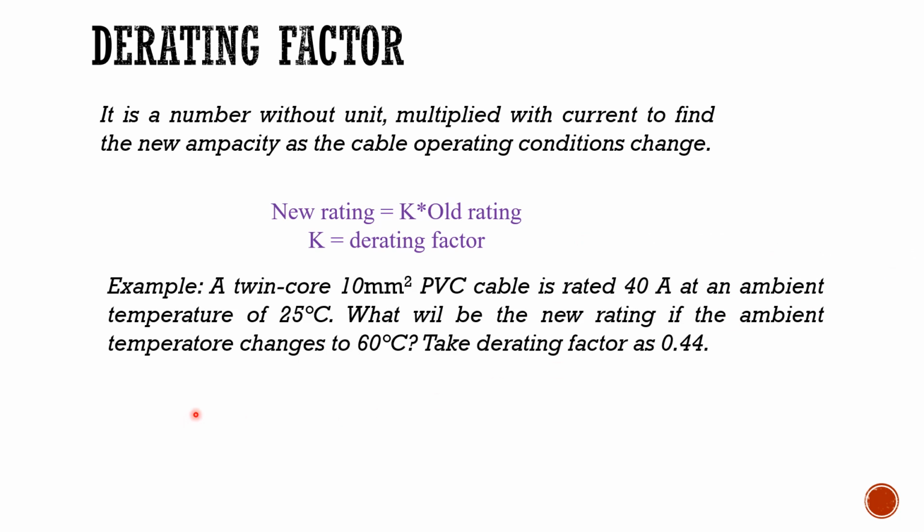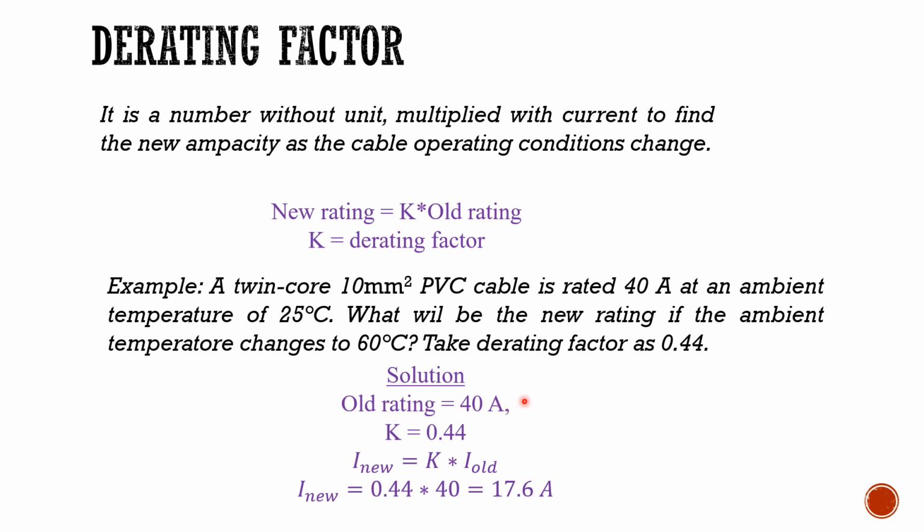Let's take example one. A twin core 10 mm square PVC cable rated 40 amperes at an ambient temperature of 25 degrees Celsius. What will be the new rating if the ambient temperature changes to 60 degrees Celsius? Take the rating factor as 0.44. So the cross-sectional area is 10 mm square, the rating is 40 amperes, and the temperature for that rating is 25 degrees. When the temperature changes to 60, what will be the new rating, assuming the rating factor K is this?